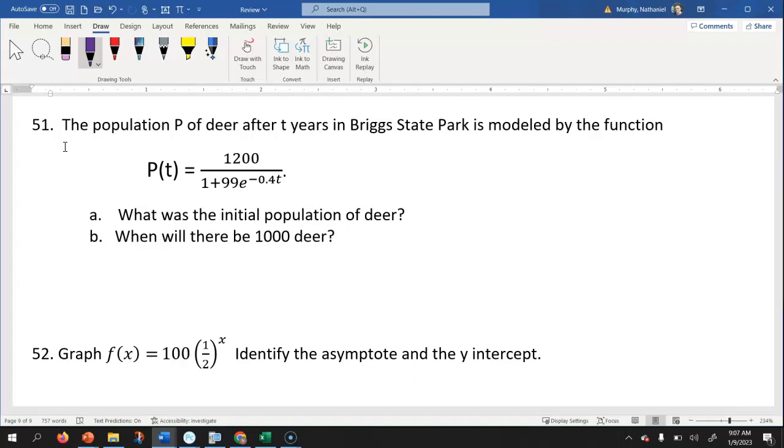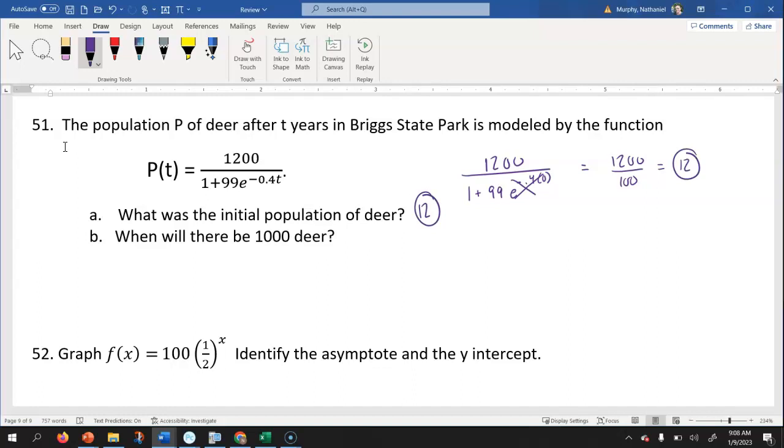You have to remember what an initial population represents. An initial population or initial value represents the total after no time has passed. So I'm going to put 0 in here for t. So when I do that, negative 0.4 times 0 is just 0, and anything to the 0 power is 1. So e to the 0 power would be 1, which is not going to have any impact here because 99 times 1 would be 99. So in essence, we have 1200 divided by 100, which gives you 12. So the initial population would be 12 deer.